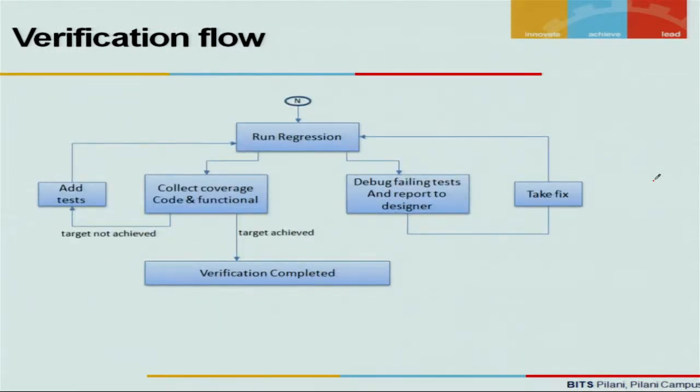Now your regression list is ready, so we run regressions. When you run the regression, you get failing test cases and passing test cases. You need to debug all these failing test cases, and whatever failures are there, we report to the designer, and the designer provides you a fix. You take that fix, run the regression again, and we keep doing regression again and again.